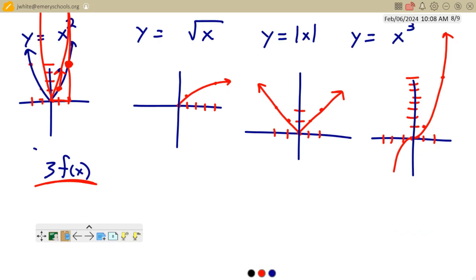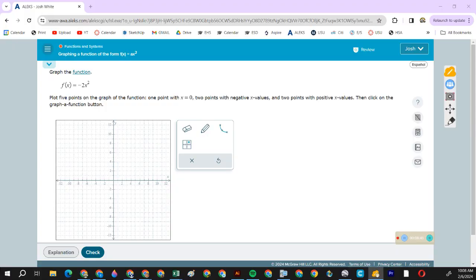All right, so let's look at some of these problems. Oh, I didn't talk about that one. What is a negative on the outside going to do? Well, anything on the outside affects the y-axis. A negative is going to change the signs, so that will flip the graph upside down.